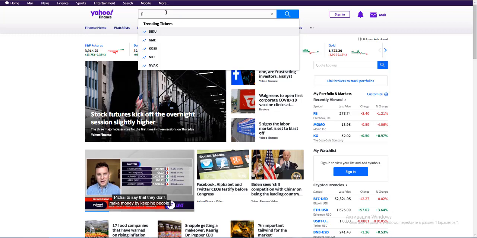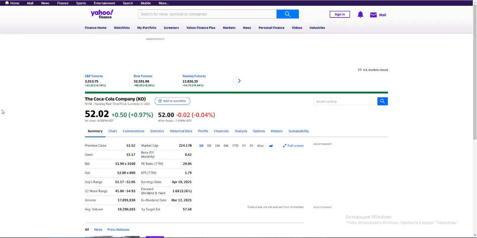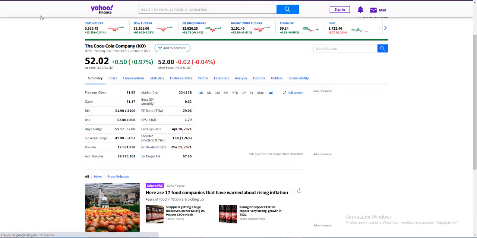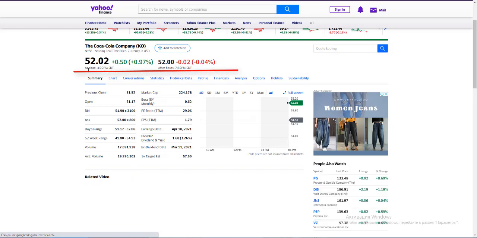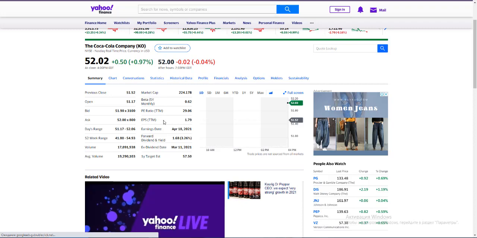Let's say we are looking for Coca-Cola company. The ticker is KO. Everybody knows Coca-Cola. So let's check its financials. Okay, when we enter the ticker, we are on the page with Coca-Cola company summary. On the top, we can see their summary, like the last closing price of the company, the difference in percent and money, previous close, open, market capitalization, beta, earnings per share, something like that.